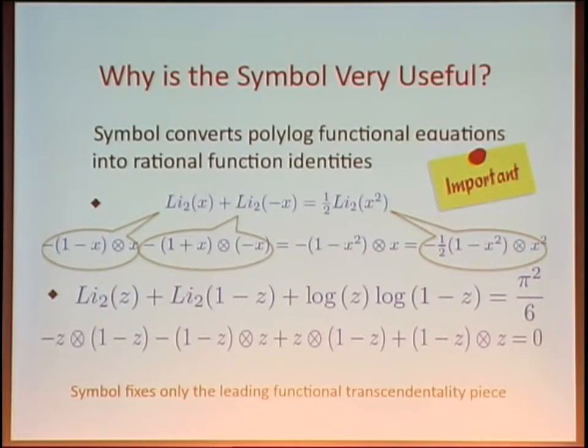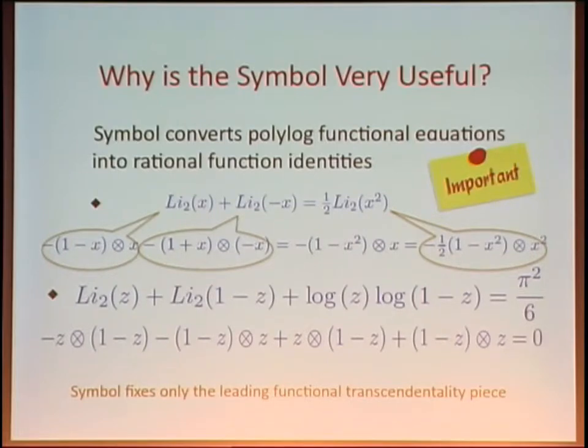it makes all the polylog identities trivial to work out. And it basically converts the polylog functional equations into some algebraic identity. So let me give you an example. If I just work out this example, the basic idea is pretty clear. So let's take this identity. We know that Li2 of x plus Li2 of minus x is 1/2 Li2 of x squared.